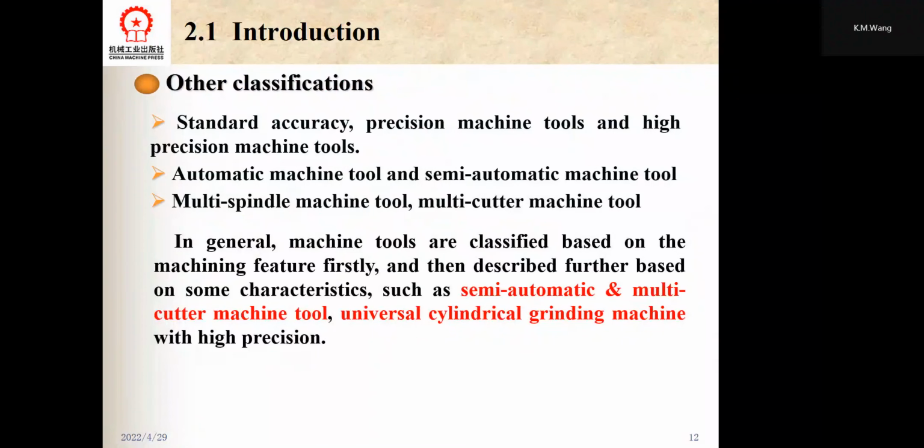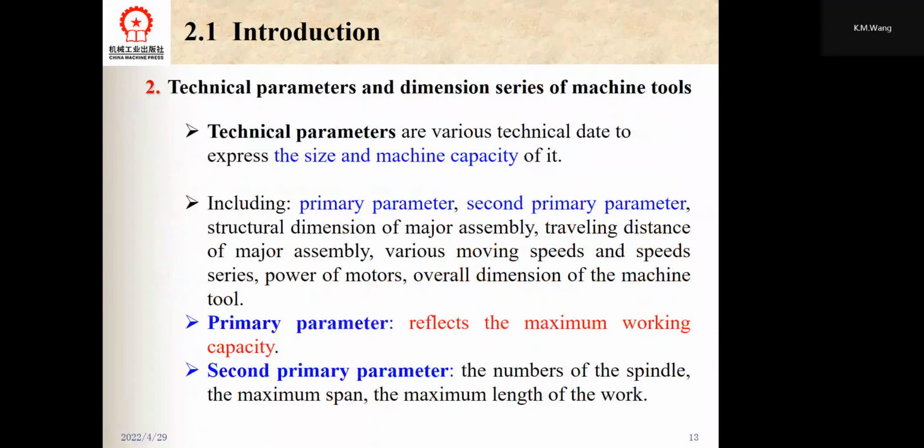In general, machine tools are classified based on the machining feature firstly, and then described further based on some characteristics, such as semi-automatic or multi-cutter machine tool, or universal cylindrical grinding machine with high precision. Next are the technical parameters and dimension series of machine tools. The technical parameters are various technical data to express the size and the machine capacity of it.